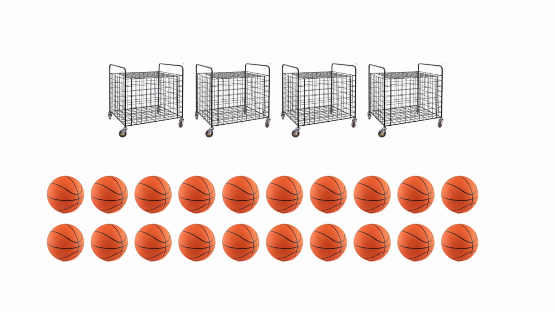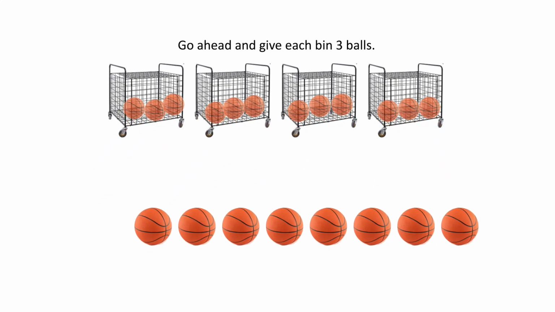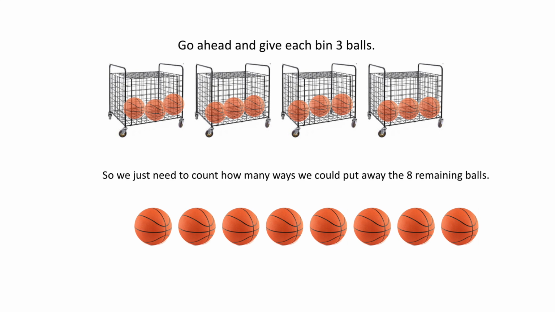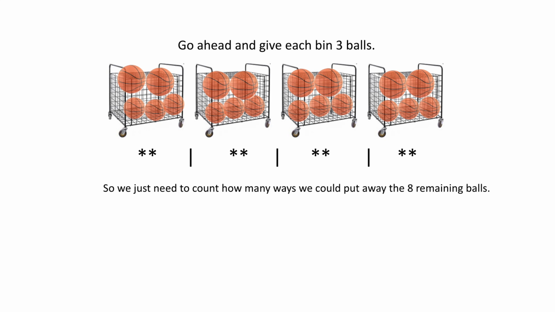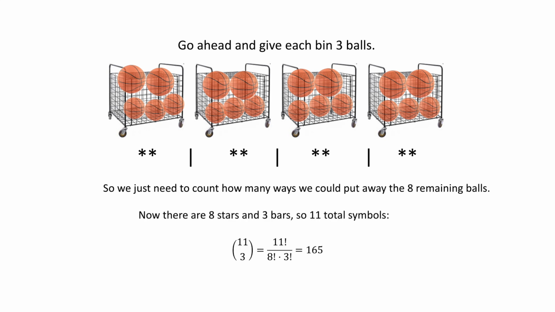The trick to this problem is to go ahead and just give each bin 3 balls. Now there are 8 balls left to put away. And maybe we put them away like this. And so here's the corresponding stars and bars chart. And what we see is that we've got 8 stars and 3 bars, so 11 symbols. So the answer to this question is 11 choose 3, which is 165.